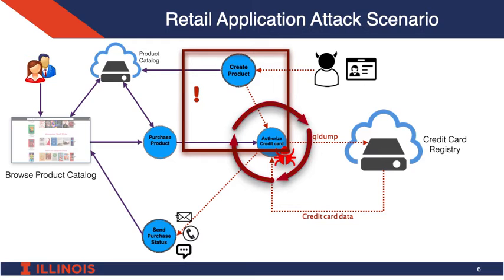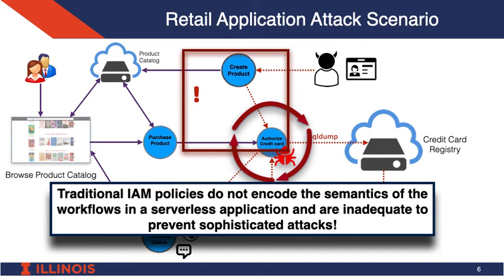The product creation workflow has nothing to do with the product purchasing workflow. The inventory managers should never be able to invoke authorize credit card from a completely disjointed workflow within the application. Unfortunately, since traditional IAM authorizes each function in isolation, it is not clear to the platform that an information flow has been violated in our attack scenario. Thus, traditional IAM policies are inadequate to prevent sophisticated attacks, and this is what leads us to the key idea.